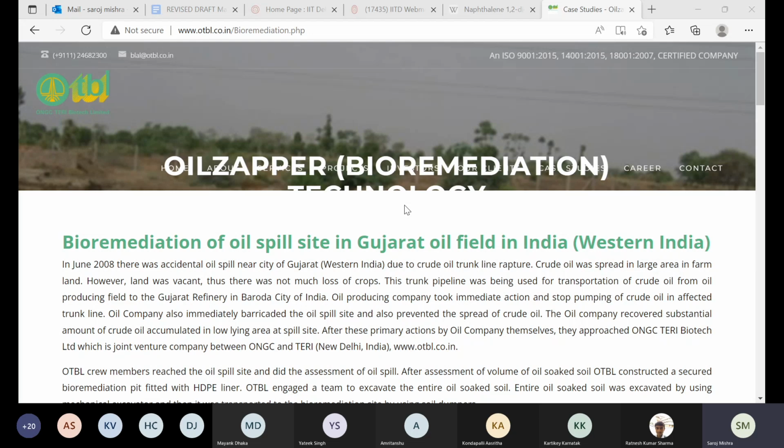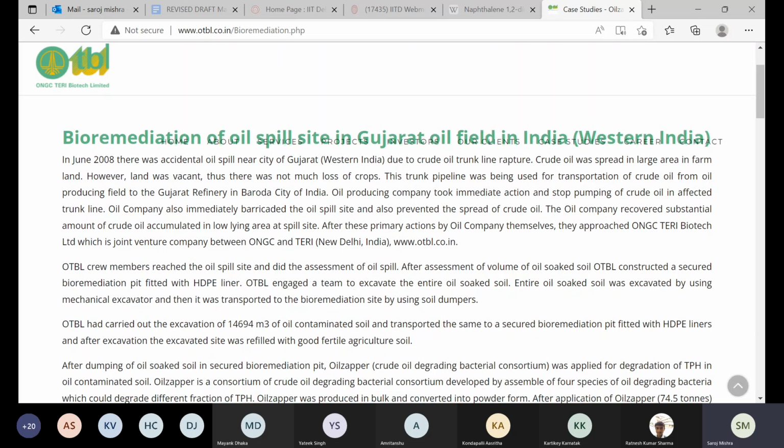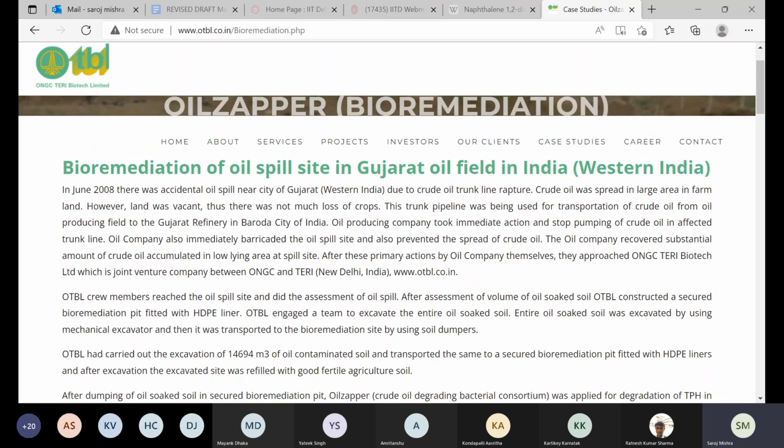So it's not something which is only restricted to the laboratory, but they are actively undertaking such kind of projects for the Middle East. Now the case study which I'm going to do with you here is bioremediation of an oil spill site in a Gujarat oil field in India. This technology is fairly old, and the details are provided for a case study which was conducted in June 2008. So I will just read it for you. In June 2008, there was an accidental oil spill near the city of Gujarat due to a crude oil trunk line rupture.